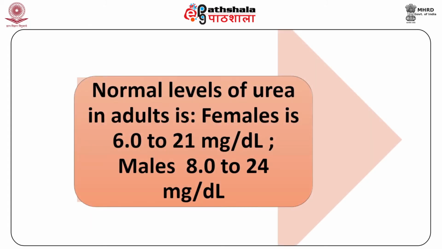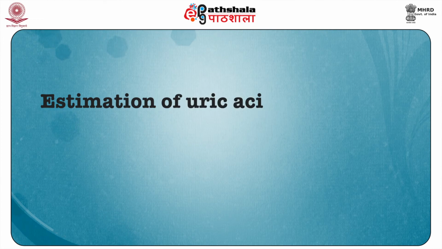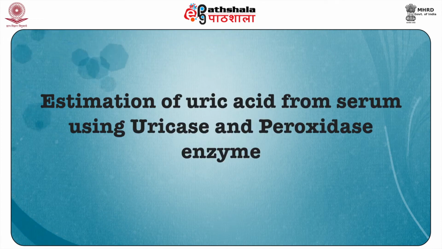Normal levels of urea in adults is 6 to 21 milligrams per dl in females and 8 to 24 milligrams per dl in males. Now we'll talk about estimation of uric acid from serum using uricase enzyme and peroxidase enzyme.